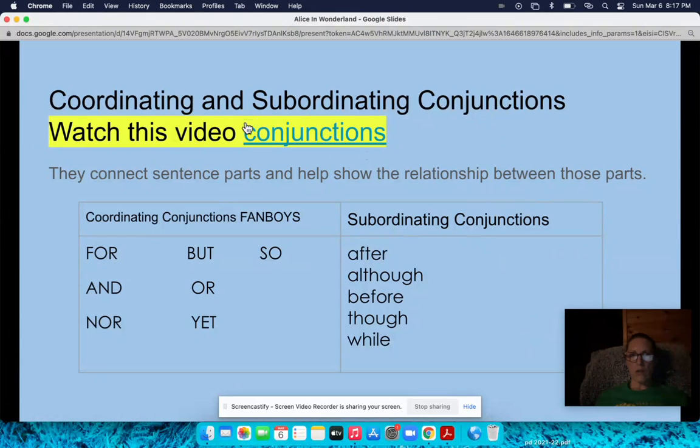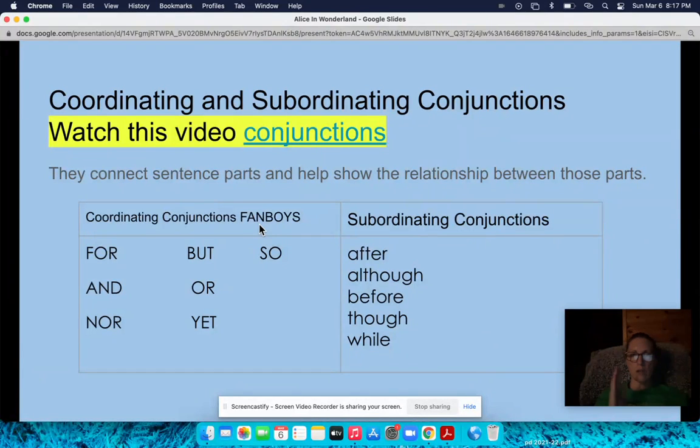You'll start by watching this video right here, which is highlighted in yellow. And then in the boxes below, I've just given you the examples. So your coordinating conjunctions are for, and, nor, but, or, yet, so. And the first letter of each of those spells out the word FANBOYS. These coordinating conjunctions are used when you're writing compound sentences.